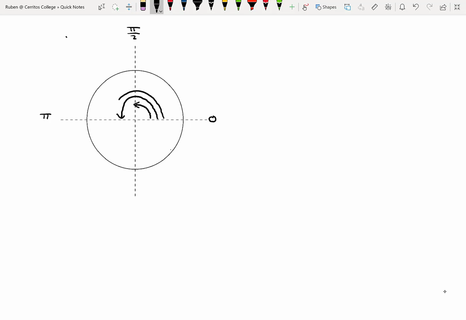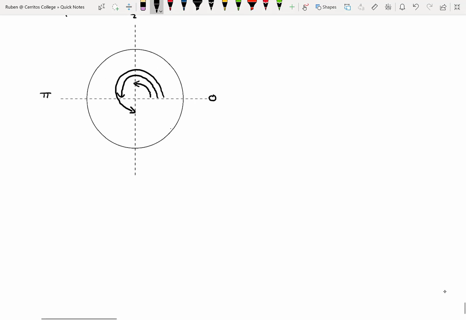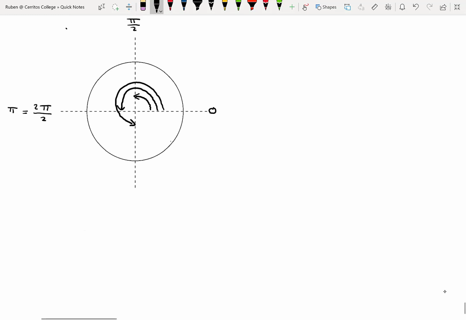The next angle I'd like to be able to identify, well, that's easy to do. If you think about it, pi over 2 is 1/4 of a revolution. Pi, which is 2 pi over 2, is half a revolution. Then 3 pi over 2 I get by adding another pi over 2 to that. And then 4 pi over 2 reduces to 2 pi. And that gives me 1 complete revolution.